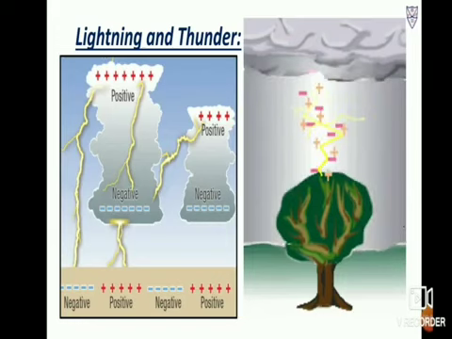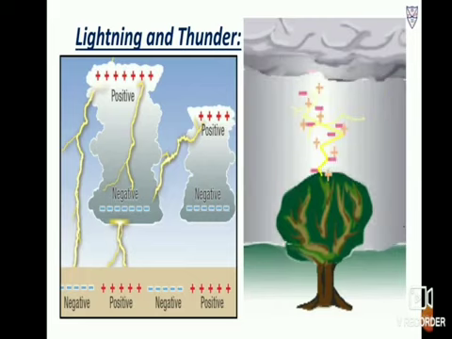So an electric discharge or lightning can occur not only between two clouds but also between a charged cloud and the earth. A cloud has a negative charge concentrated at the base and positive charge concentrated at the upper side of the cloud.